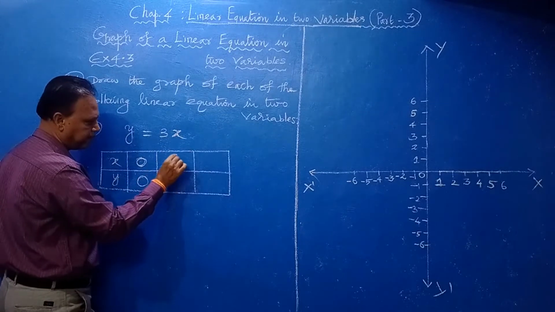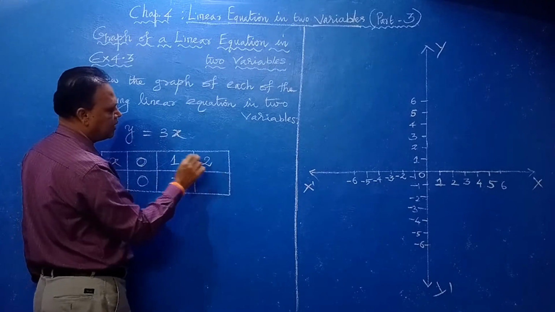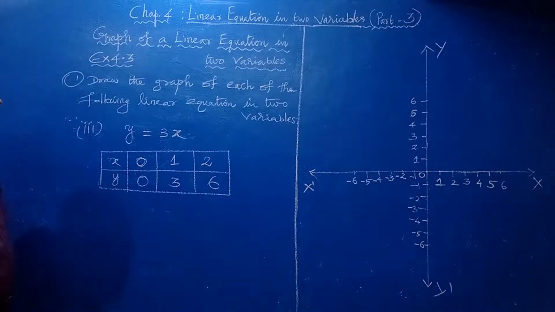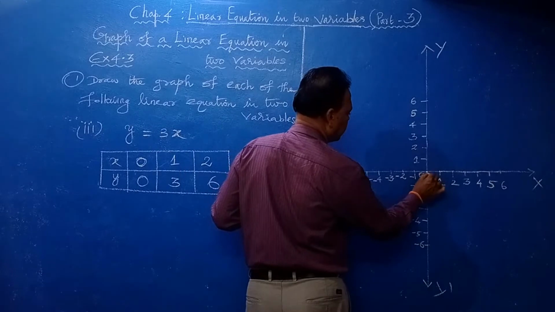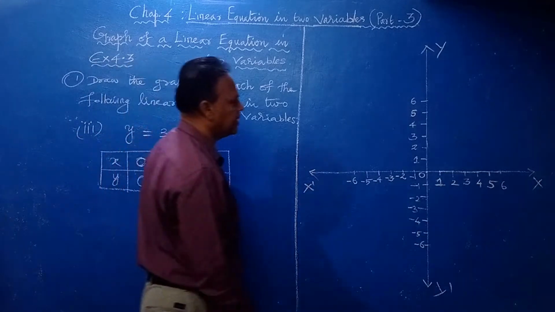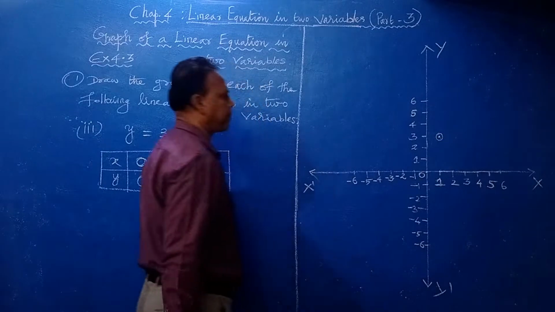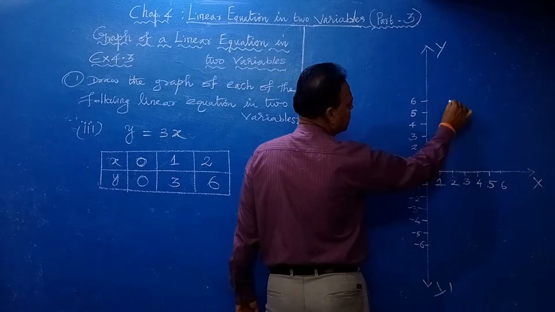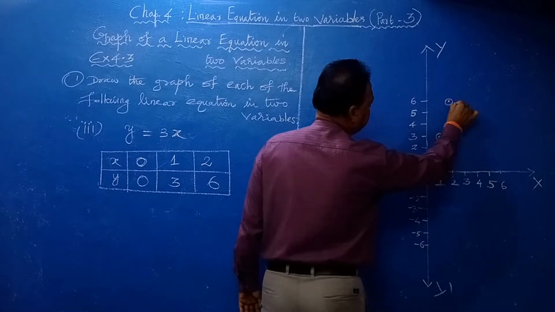X is 1. So what is y? 3 into 1? 3. X is 2 means 3 into 2? 6. Clear? So easily we can find out the solutions. Now to plot, one point is the origin 0, 0. The first point 0, 0. Then second 1, 3. X is 1, y is 3 here. Then 2, 6. X is 2, y is 6 here. Now you join them.